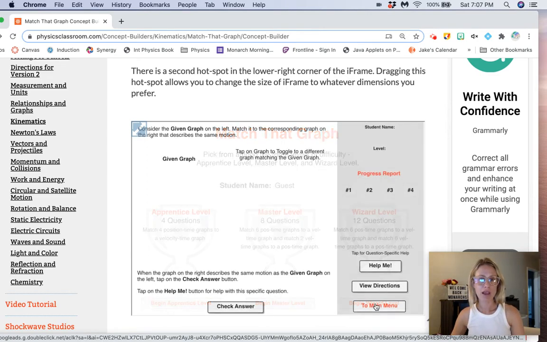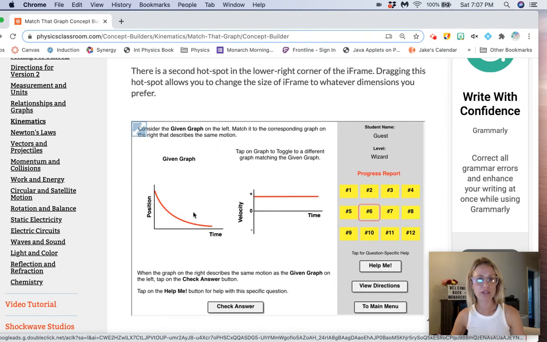Okay. So basically what you're going to do is it says, consider the given graph on the left, match it to the corresponding graph on the right that describes the same motion. So you're going to look at this graph on the left-hand side, and then you're going to find the graph here that matches that motion. It says tap on the graph to toggle to a different graph matching the given graph. So all you do is click on this and you see how it'll change.